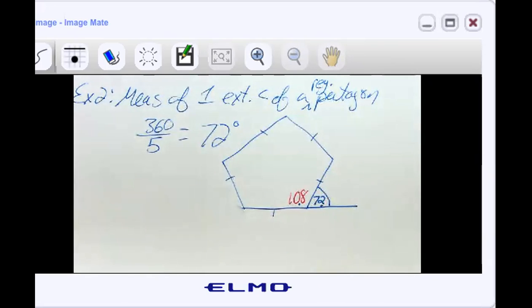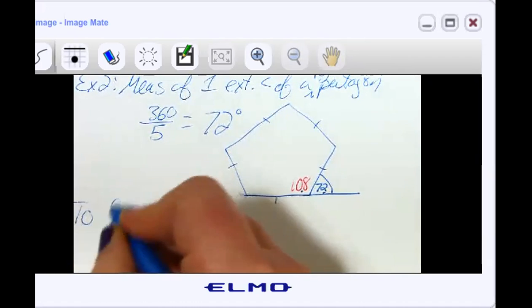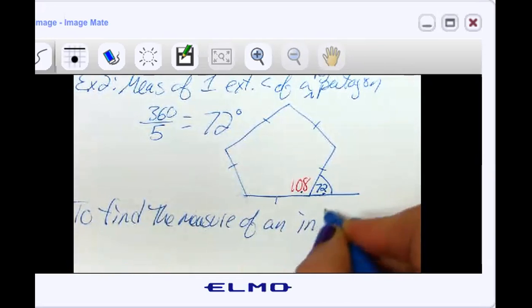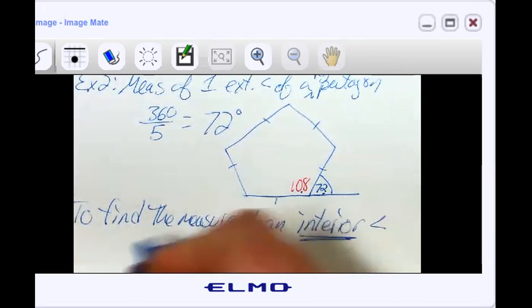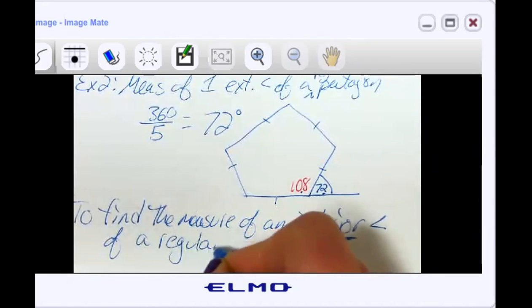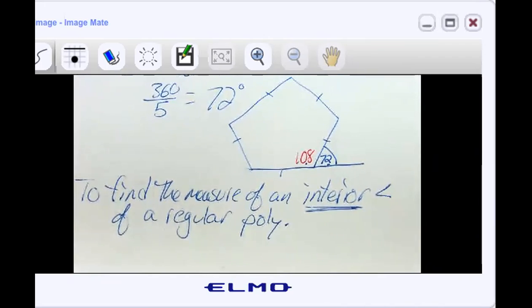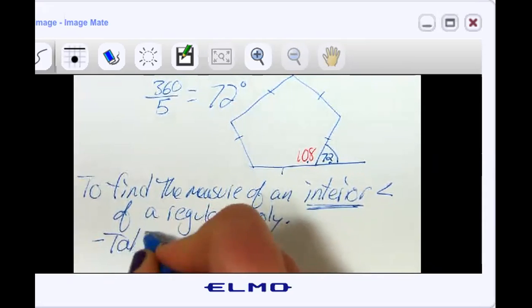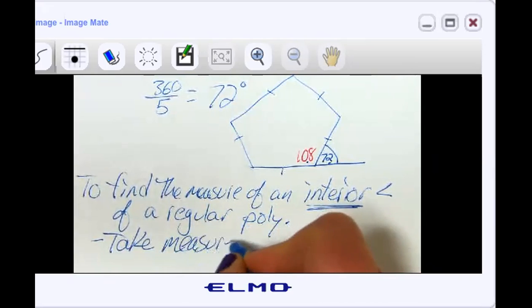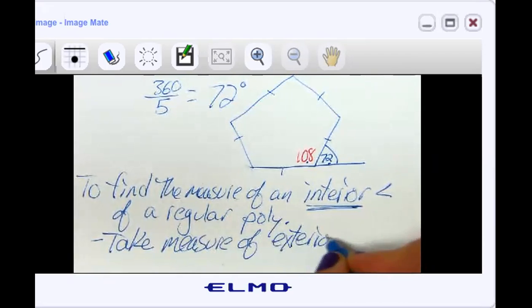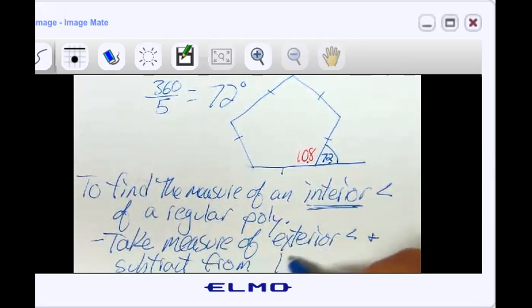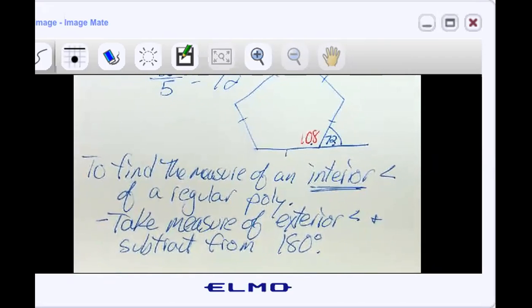So let's write that out in steps. To find the measure of an interior angle of a regular polygon. Still has to be regular, right? All I'm going to do is take the measure of one exterior angle and subtract it from 180. Take measure of exterior angle and subtract from 180. That's it, right? So if I have the exterior, I can find the interior super easily.